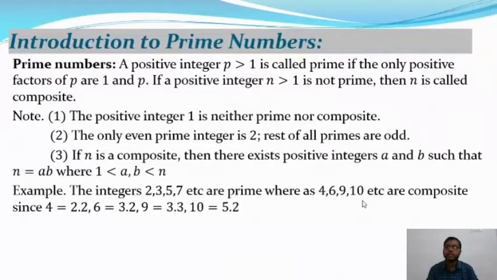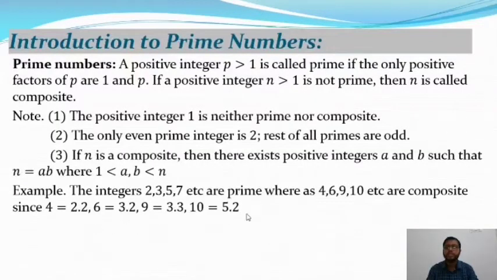These are composite numbers, because 4 can be written as 2 into 2, where 2 is a number that lies in 1 to 4. Similarly, 6 is equal to 3 into 2, where 3 and 2 are numbers that lie in 1 to 6. 9 can be written as 3 into 3, and 3 lies in the interval 1 to 9. And 10 is equal to 5 into 2, and both 2 and 5 lie in 1 to 10.